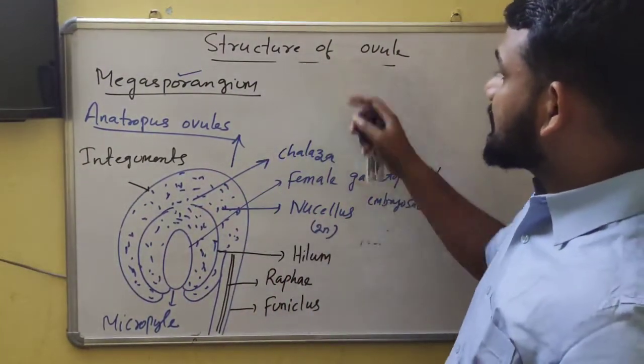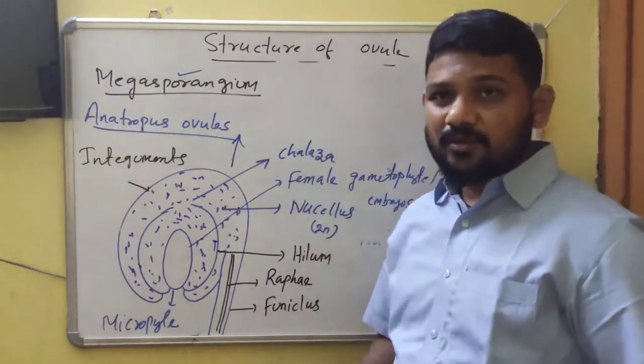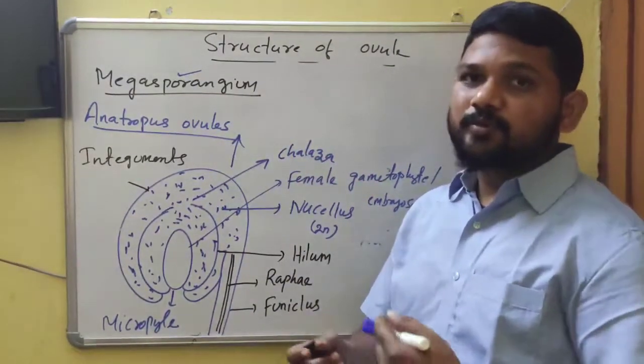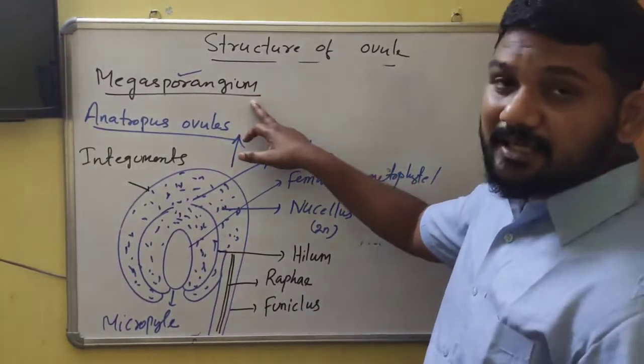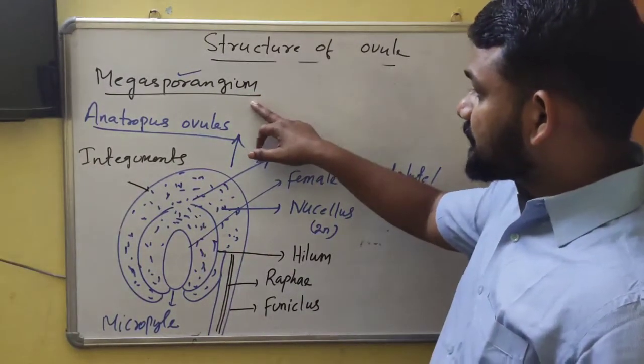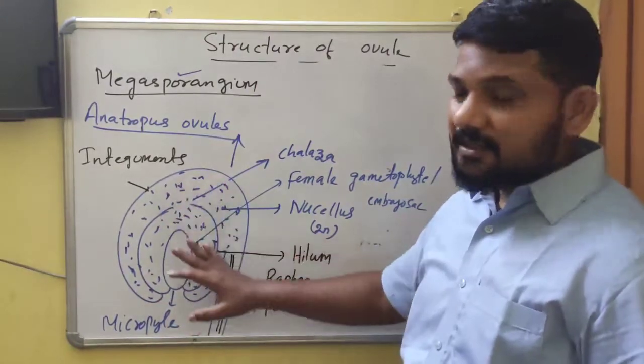So this is the structure of ovule. What is ovule? Ovule is also called megasporangium. Due to presence of integument, this is also called integumented megasporangium. And it has various structures.